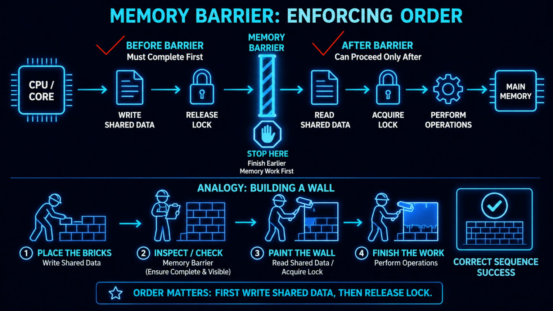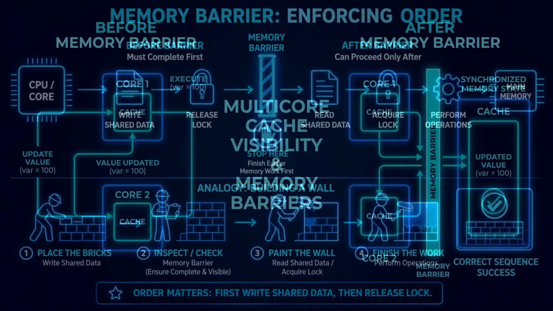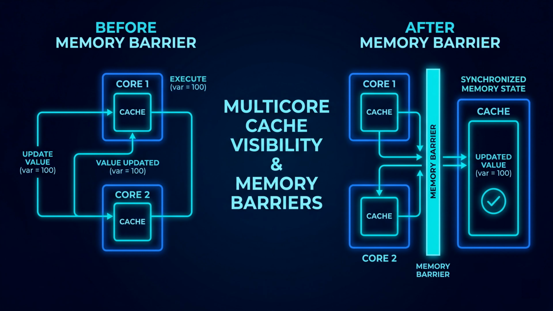Think of it like workers building a wall. You cannot paint the wall before the bricks are properly placed. If workers rush tasks out of order, the result fails. A memory barrier is the supervisor ensuring the correct sequence. First place the bricks, then inspect, then paint. In computing terms, first write shared data, then release the lock. The order matters. This becomes especially important in multi-core processors where several CPU cores may each have their own caches.